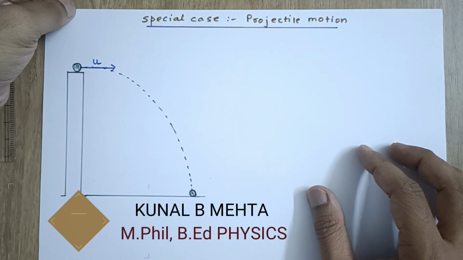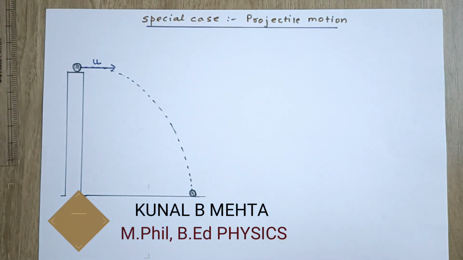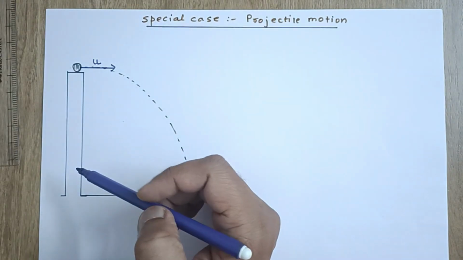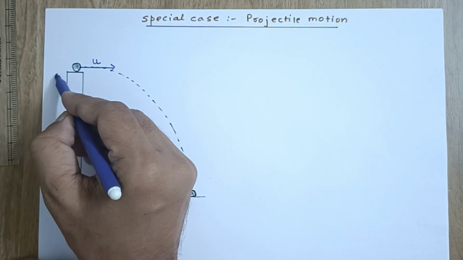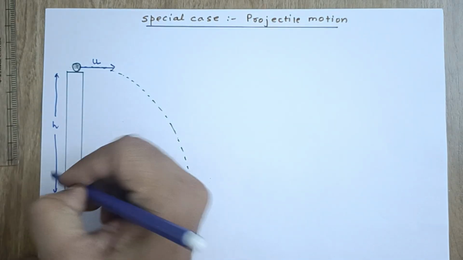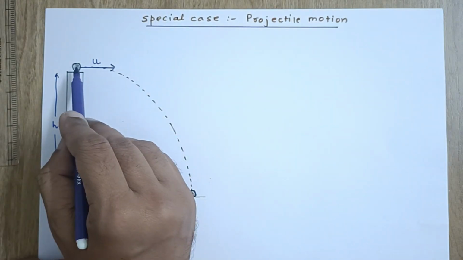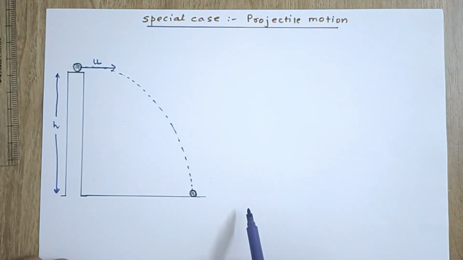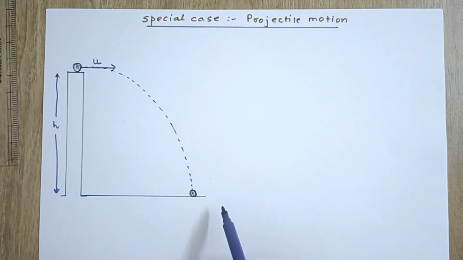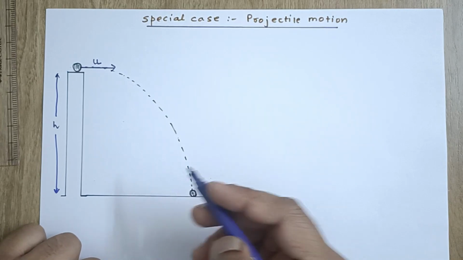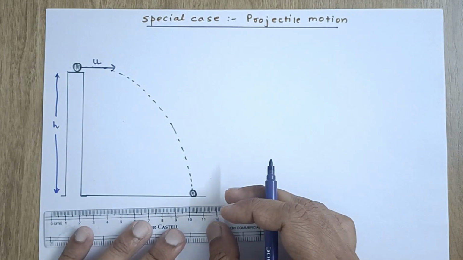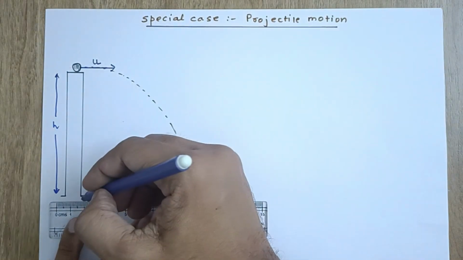So let's discuss the special case of the projectile motion. Now over here we have a projectile which is already at some height above the ground. Say for example, this height above the ground is h. Now this projectile is being thrown horizontally with respect to the ground. So the initial velocity is parallel to the ground. Now in this particular case, we need to find out the time of flight, we need to find out the range and so on. So this would be our range.